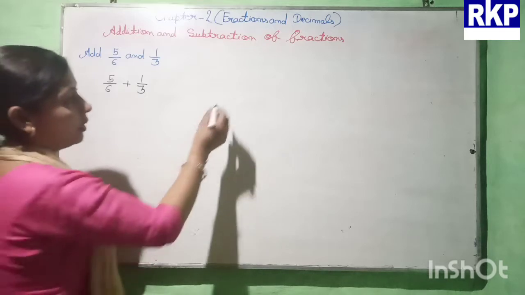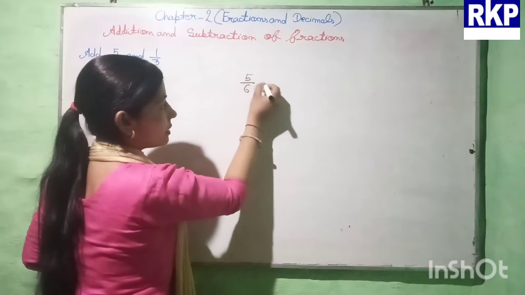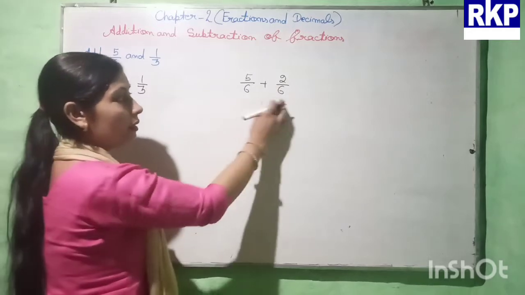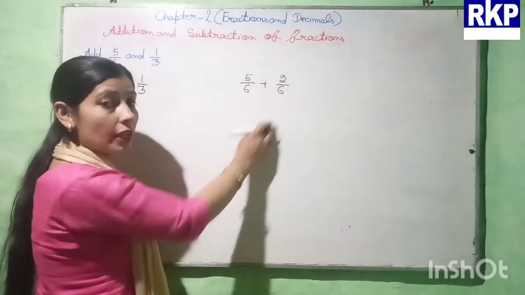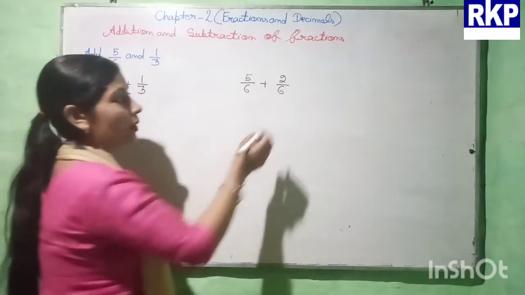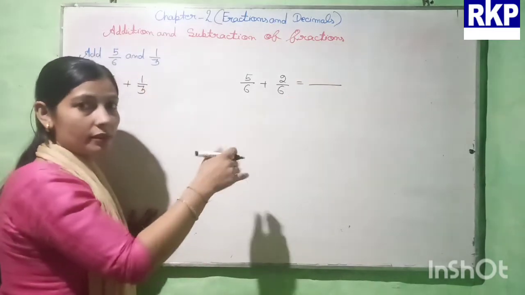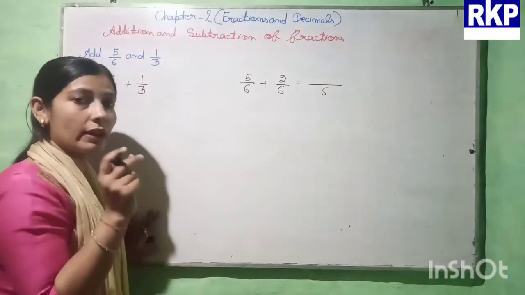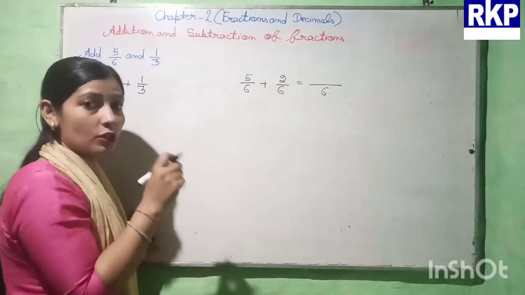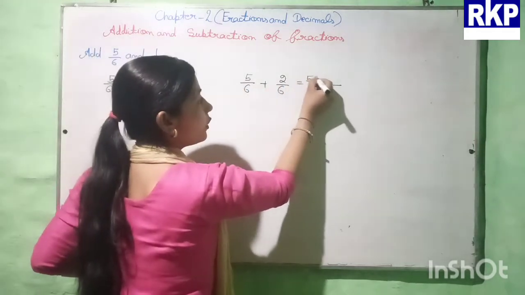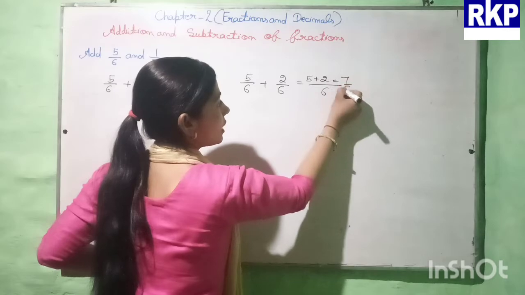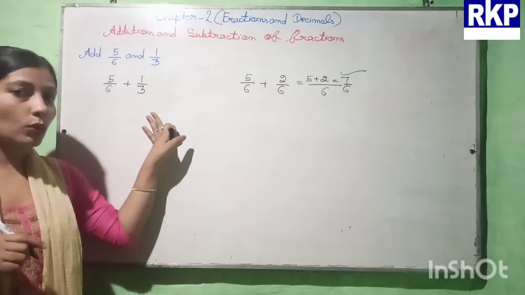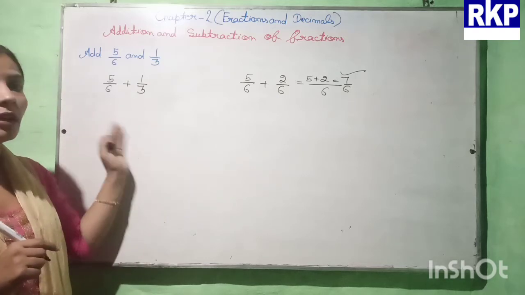But suppose we have 5 by 6 and 2 by 6, then both the denominators are the same, so there is no need to find the LCM. Then we can add directly. Here in the answer also we will write 6 as it is, as the denominator, and add only the numerators. So 5 and 2 is 7, so 7 by 6 will be the answer. But here the denominators are not the same, so we need to find the LCM.